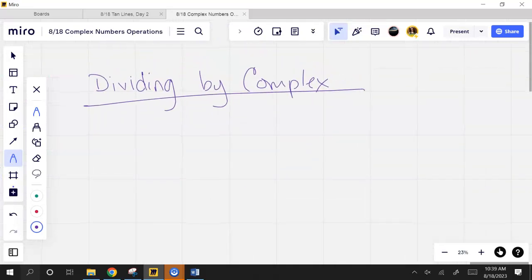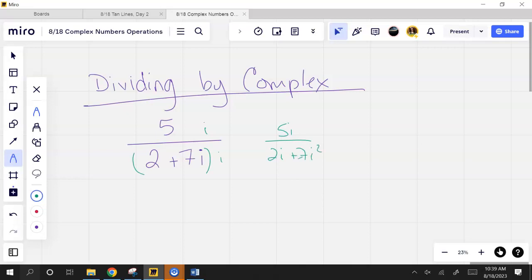Let's say I have, and I'll do an easy example to start with, 5 over 2 plus 7i. Don't write this down yet, because I want you to see why it doesn't work. If I use that same thought process and just multiply by i and by i, I'd end up with 5i over 2i plus 7i squared. That's negative 7. Again, don't write this, just watch. 5i over negative 7 plus 2i.